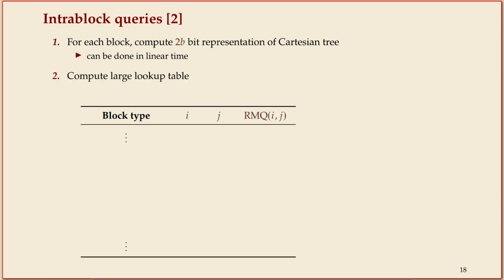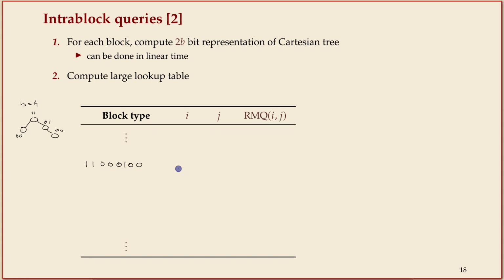What this looks like is one large lookup table. For example, if that was our tree, so if b was 4, I have 4 numbers in my block. That's one possible Cartesian tree. It has an encoding of 1, 1, and then 0, 0, 0, 1, 0, 0. So the block type here would be just that encoding. And you can treat that as a binary number and use it as an index in an array if you want.